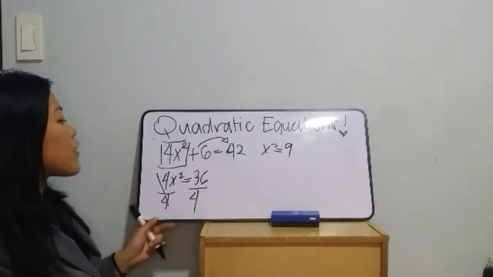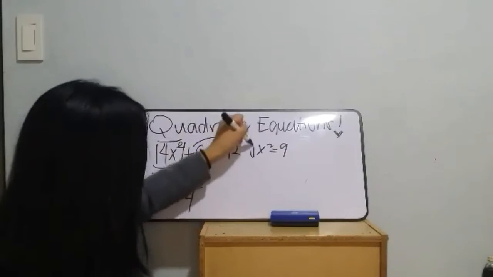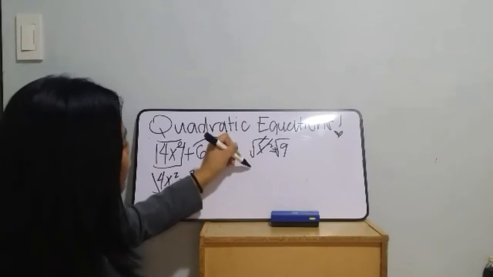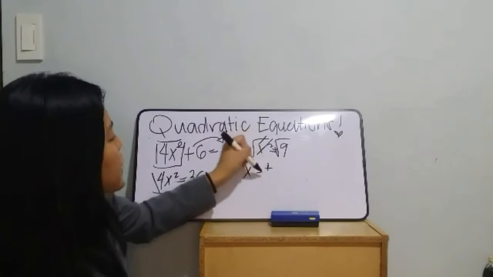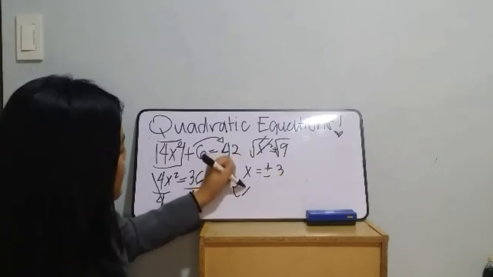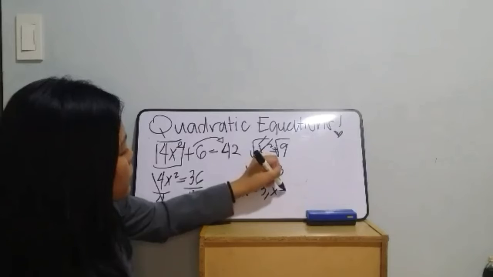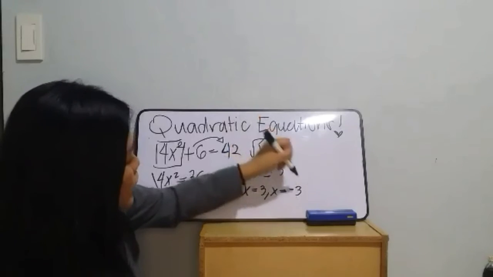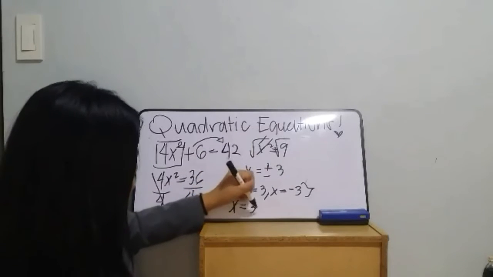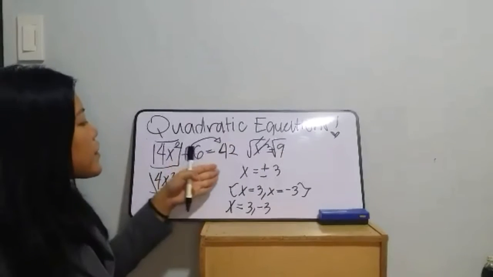So now we have this. We're just going to get the square root. So canceling the square, we have x is equal to positive and negative 3. Or you can expand this by x is equal to 3 and x is equal to negative 3. Or x is equal to 3 and negative 3. So any of these three can be your answer.